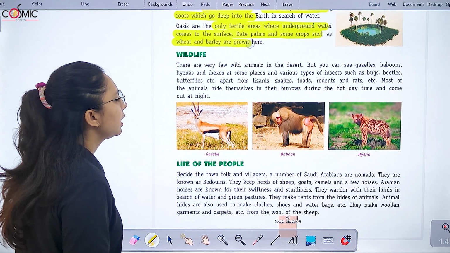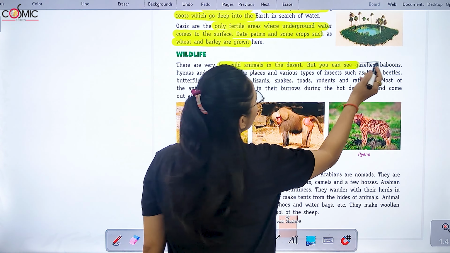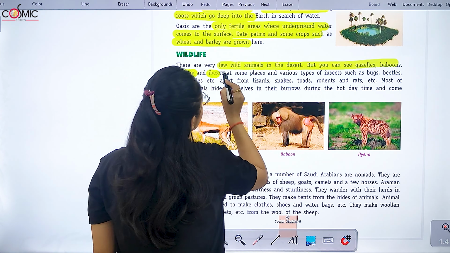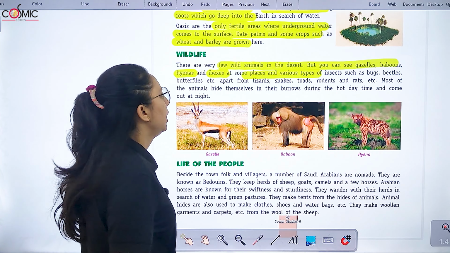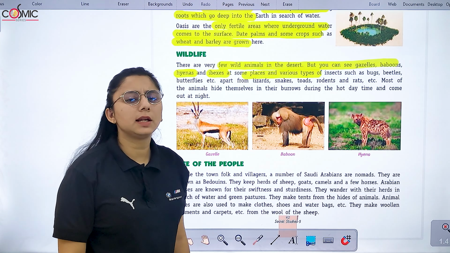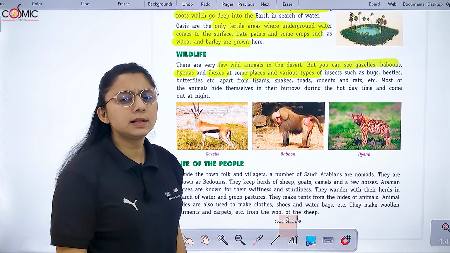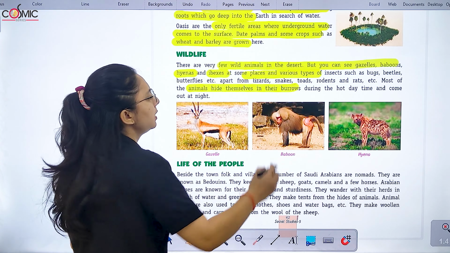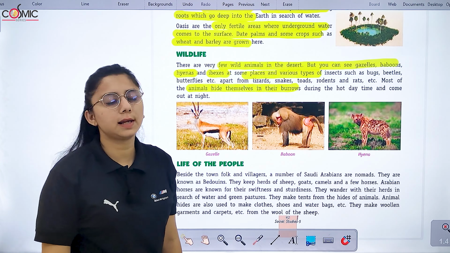Date palm and some crops such as wheat and barley, they are grown over here. Then we have wildlife. There are few wild animals in the desert, but you can see gazelles, baboons, hyenas, ibex at some places, right? We have different lizards, snakes, toads, rodents and rats, and most of the animals hide themselves in their burrows in hot daytime.